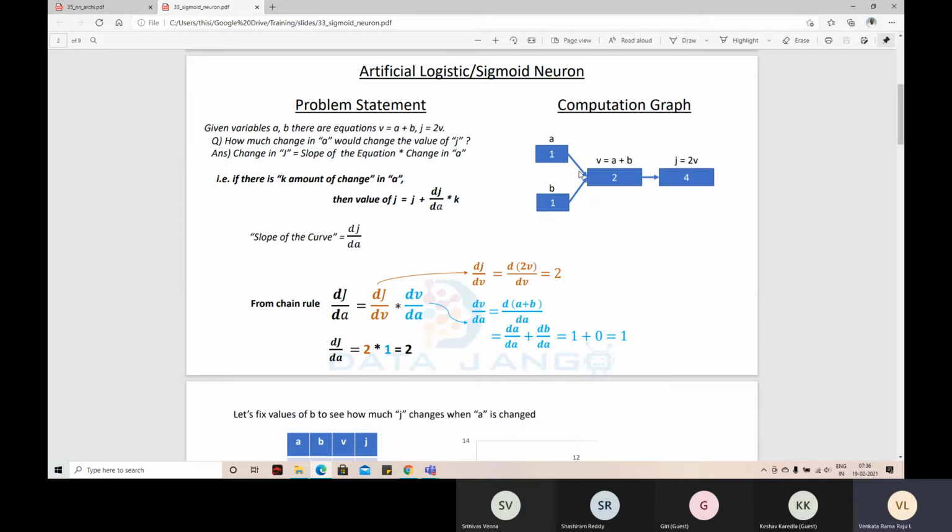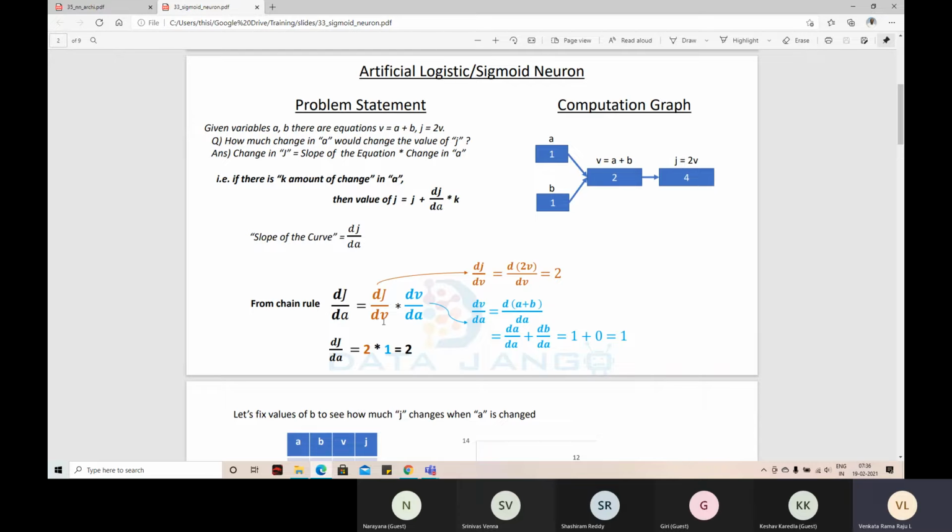So here is a simple example of a function j that is dependent on a and b, but between j and a and b there is a function v. So if you change 1 unit in a, you need to find out how many units in j is changing, because this is the way the algorithm works, right? So when you change weights, the cost will change. So you need to know how many units of cost is changing when you change 1 unit in the weight. Then you accordingly can adjust the weights to reach a global minimal error place.